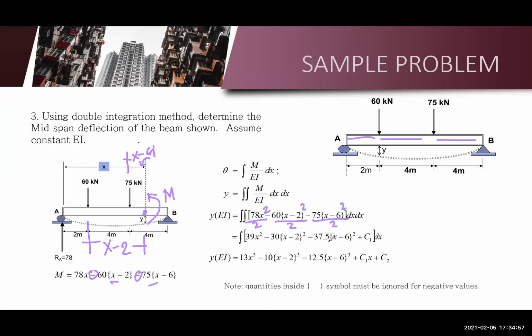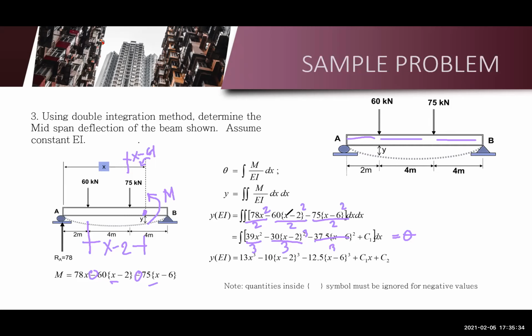So, you'll have 37.5. And then, if this will be your theta, then integrating it again, you have your 39x squared over 3, then x minus 2 cubed. Kaya nagiging 39 over 3 is 13. Similarly, ganun ulit, over 3, tas magiging cube to. So, yun na, 10 times x minus 2 cubed. Then, divided by 3, tas naging 12.5 plus C1x plus C2.